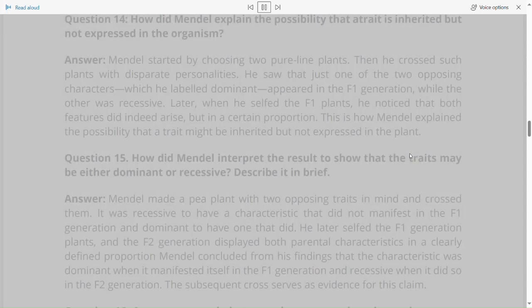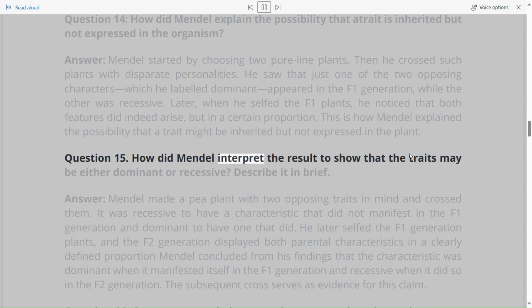Question 14. How did Mendel explain the possibility that a trait is inherited but not expressed in the organism? Answer. Mendel started by choosing two pure line plants. Then he crossed such plants with disparate personalities. He saw that just one of the two opposing characters, which he labeled dominant, appeared in the F1 generation, while the other was recessive. Later, when he selfed the F1 plants, he noticed that both features did indeed arise, but in a certain proportion. This is how Mendel explained the possibility that a trait might be inherited but not expressed in the plant.